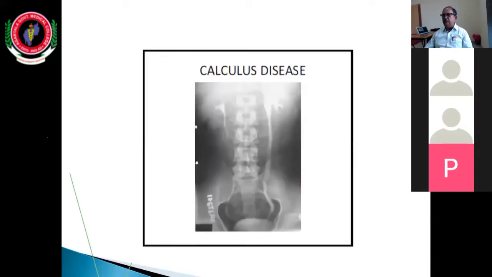This is the picture of the IVU, where there is a bilateral excretion of the contrast through both kidneys, and the left-sided pelvicalyceal system is dilated, and there is a filling defect at the lower third of the ureter, suggestive of a radiolucent calculus at the lower third of the ureter.